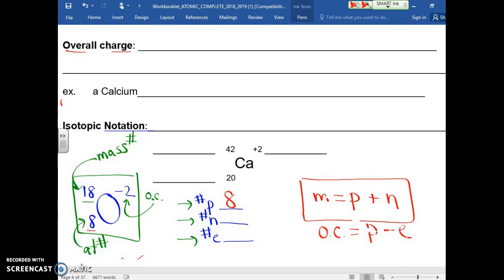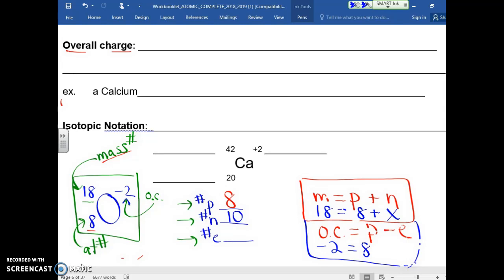Now, the number of neutrons, we use this little formula here. Mass equals protons plus neutrons. This is the mass number of 18. So 18 equals the number of protons 8 plus x. There therefore are 10 neutrons. Finally, how many electrons are there? Well, we can find out the number of electrons using the other little formula we have at our disposal. Overall charge equals protons minus electrons. We see that the overall charge is negative 2.